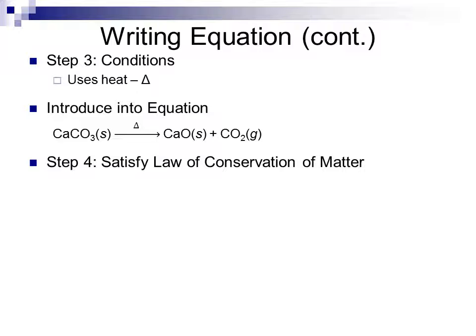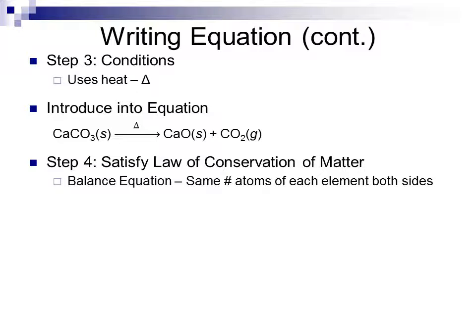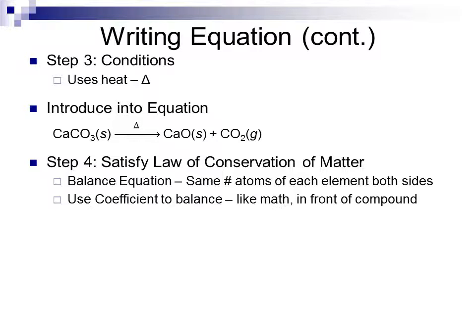The fourth step is to satisfy the law of conservation of matter. And to do this, we have to balance the equation. When we're balancing the equation, the process is to get the same number of atoms of each element, both in the product and reactant side of the equation. We use coefficients to balance this, and just like in mathematics, a coefficient is a number placed in front of the substance we're looking at.